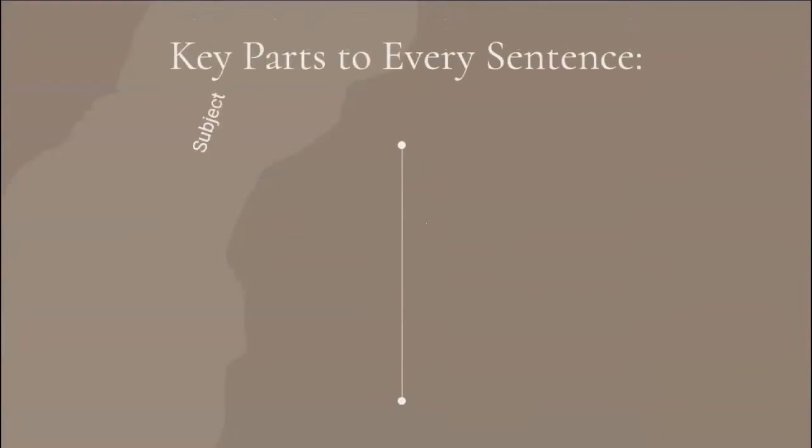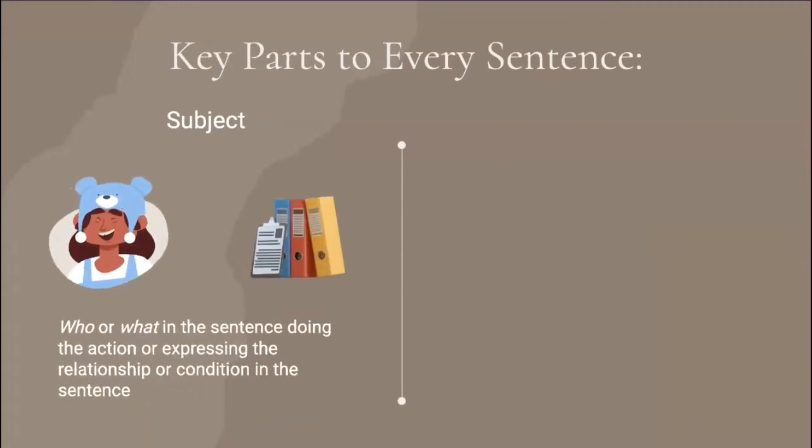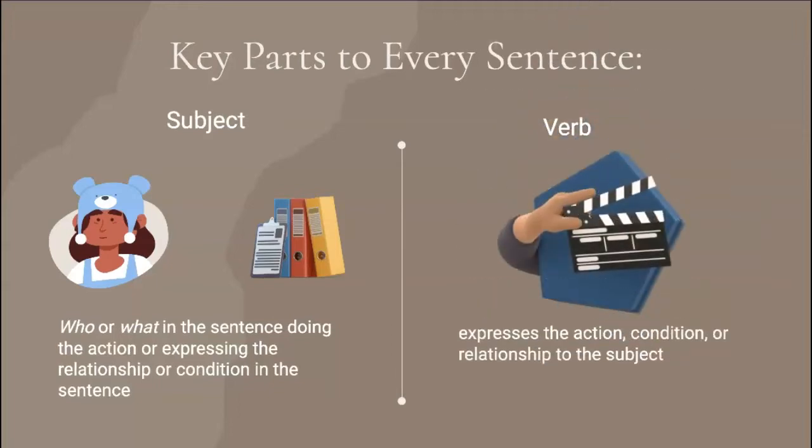There are 2 key parts to every sentence. We must first have a subject. A subject is the who or the what in the sentence, doing the action or expressing the relationship or condition in the sentence. Second, we must have a verb. A verb expresses the action, condition, or relationship to the subject.